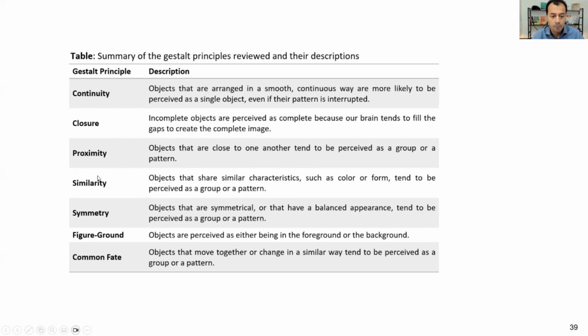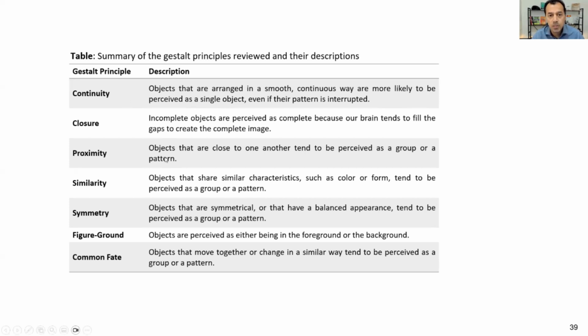To summarize, the 7 Gestalt principles that we presented: continuity, closure, proximity, similarity, symmetry, figure ground, and common fate. We observe that objects that are arranged in a smooth, continuous way are more likely to be perceived as a single object, even if their patterns are interrupted. The closure shows us that incomplete objects are perceived as if they were complete. This was illustrated, for example, with the case of the pie chart, of the tree map, and also of the word cloud plotted within the frame or the template of a balloon.